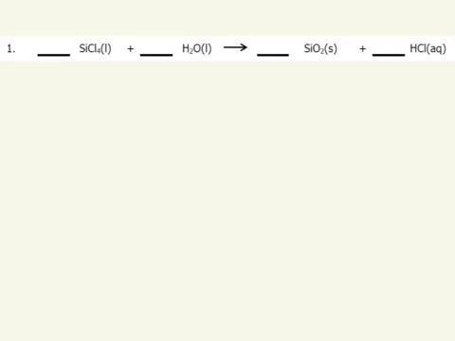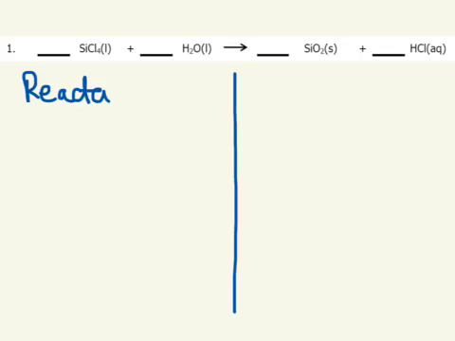Okay, here's the first question from our balancing equations worksheet. First thing I'm going to do is divide my page into two, underneath where the arrow is, which means the chemical reaction is happening. Now on the left-hand side I have my reactants, and on the right-hand side I have my products. First thing that I need to do now is write down all of the elements that I have and how many I have of each of them.